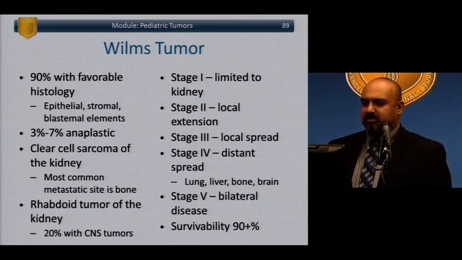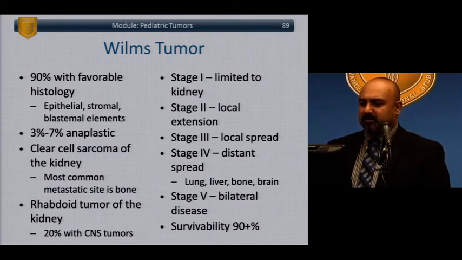The stages are similar to any of the other stages. Stage 1 is limited to the kidney, all the way out to stage 4, which is distant spread. Stage 5 is bilateral disease. And even with this, when you take all stages, it's still about 90% survivability.